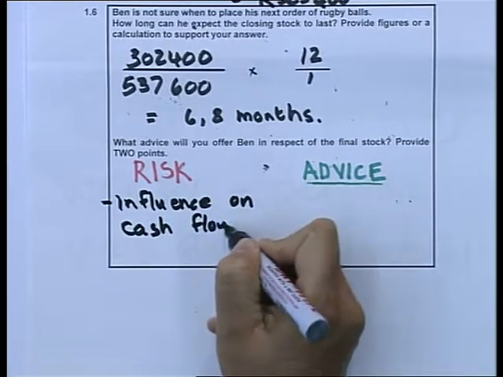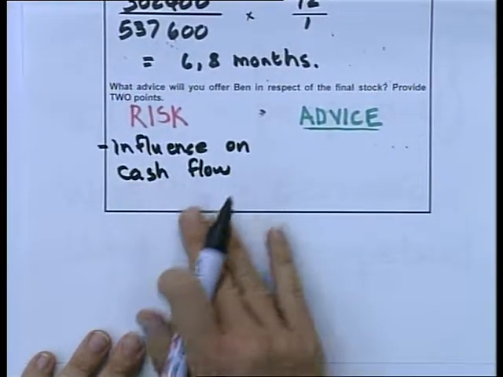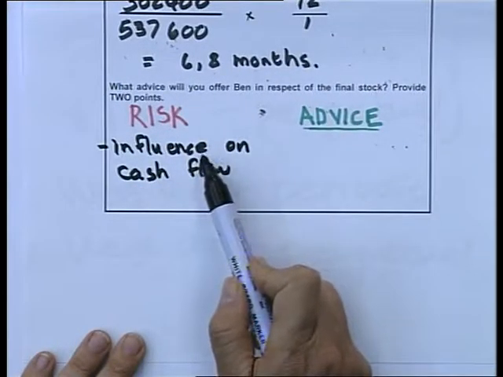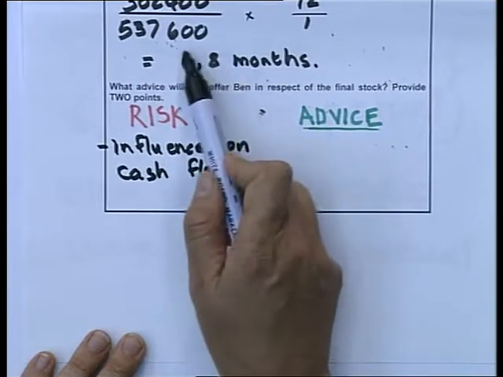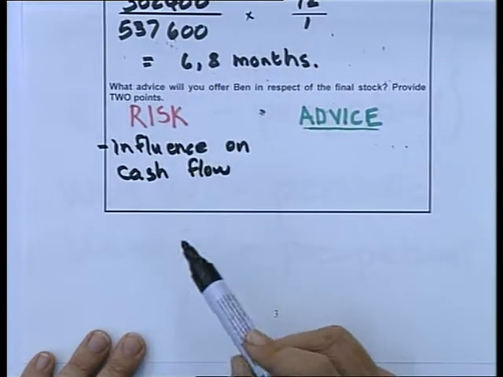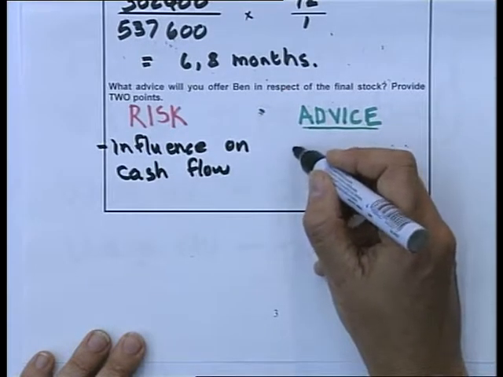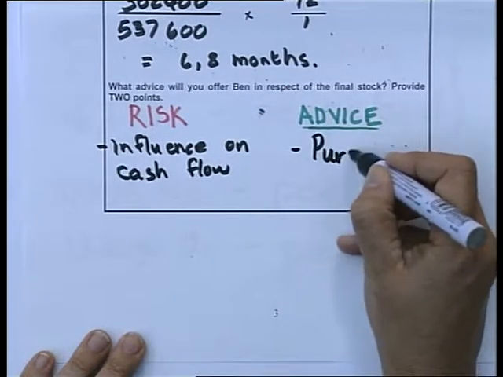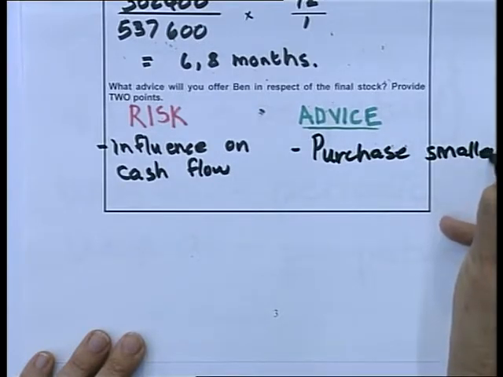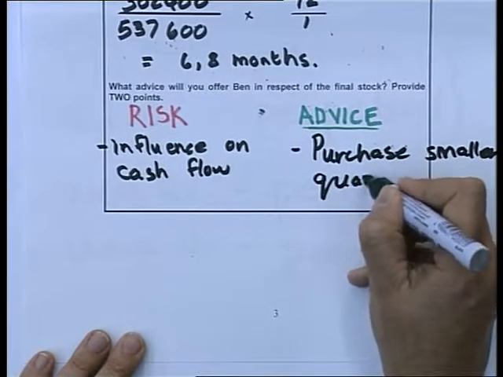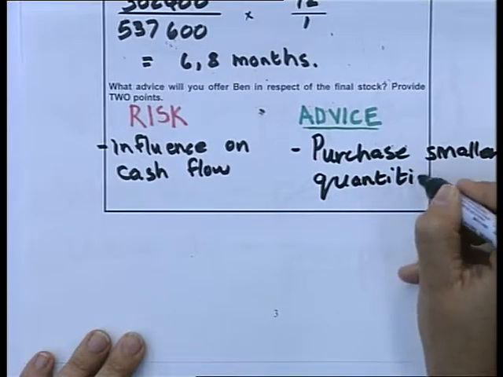Okay, so what advice would you give him so that it doesn't have such a big influence on his cash flow? He's going to have a cash flow problem if he's got such a lot of stock on hand. Okay, we can say our advice would be to purchase smaller quantities, for instance. Smaller quantities. Okay, I hope you agree with that.